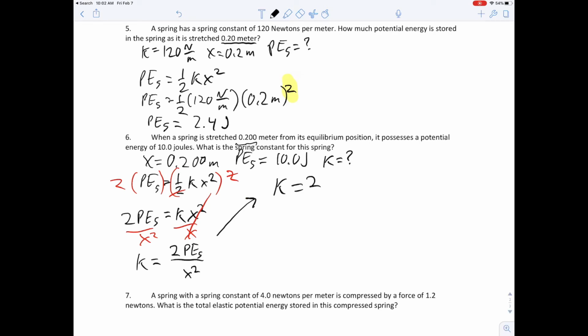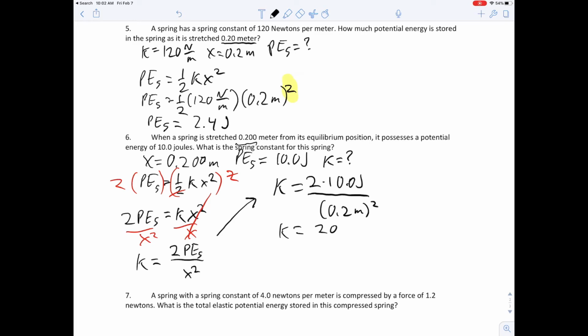So let's substitute with units. 2 times 10 joules all over 0.2 meters squared. I like to put everything inside parentheses when I square it, just to help me remember I need to square the 2. I also need to square the meters. So when you're doing unit checks, it's just a good habit.